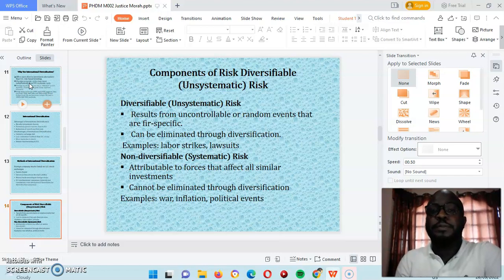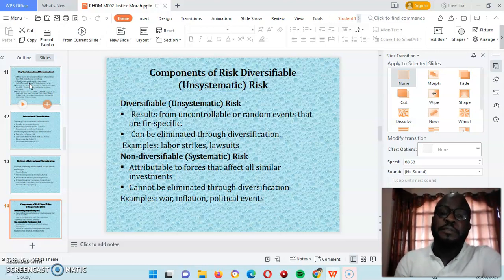We have the components of risk. Diversifiable, the unsystematic risk. It results from uncontrollable or random events that are firm-specific and can be eliminated through diversification. Examples are labor risk or lawsuits. The non-diversifiable systematic risk is attributable to forces that affect all similar investments, and it cannot be eliminated through diversification.